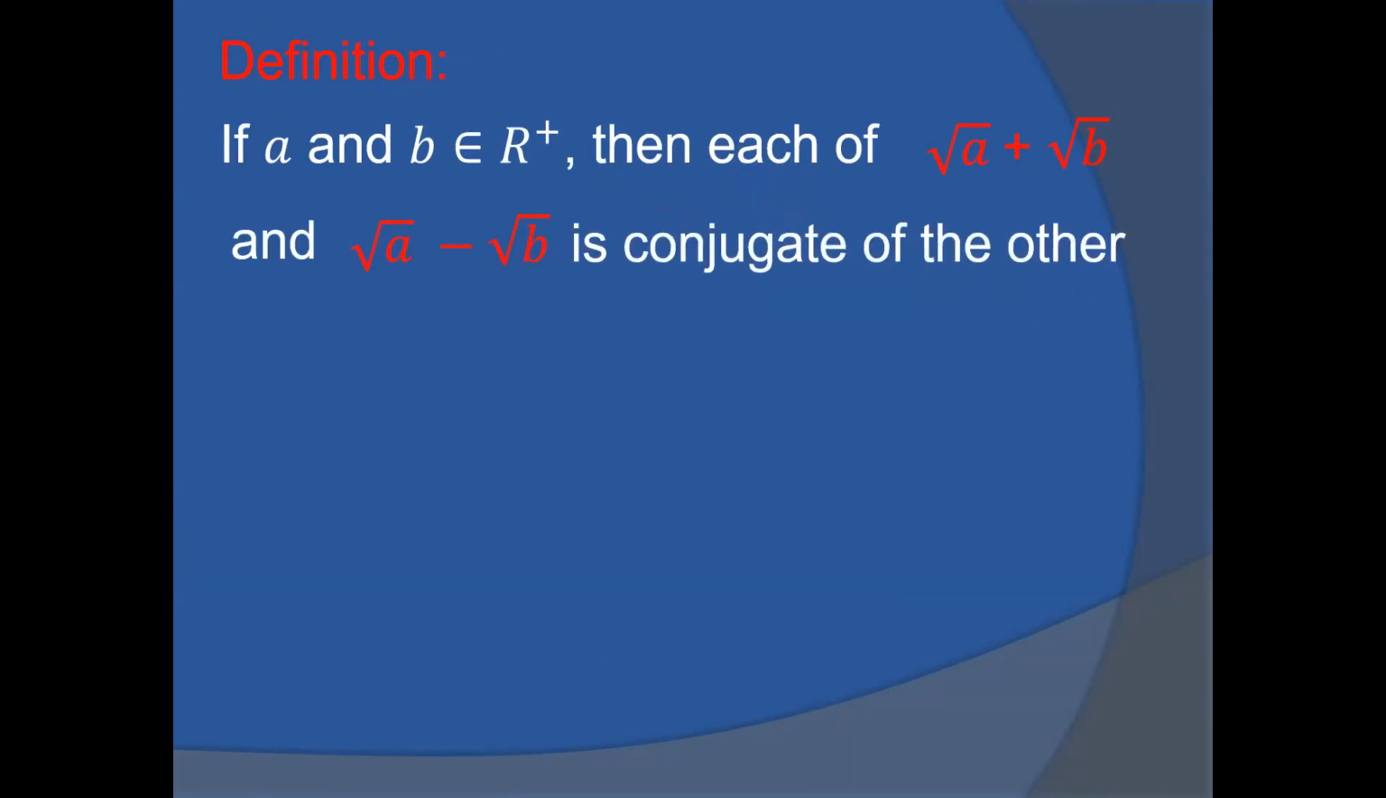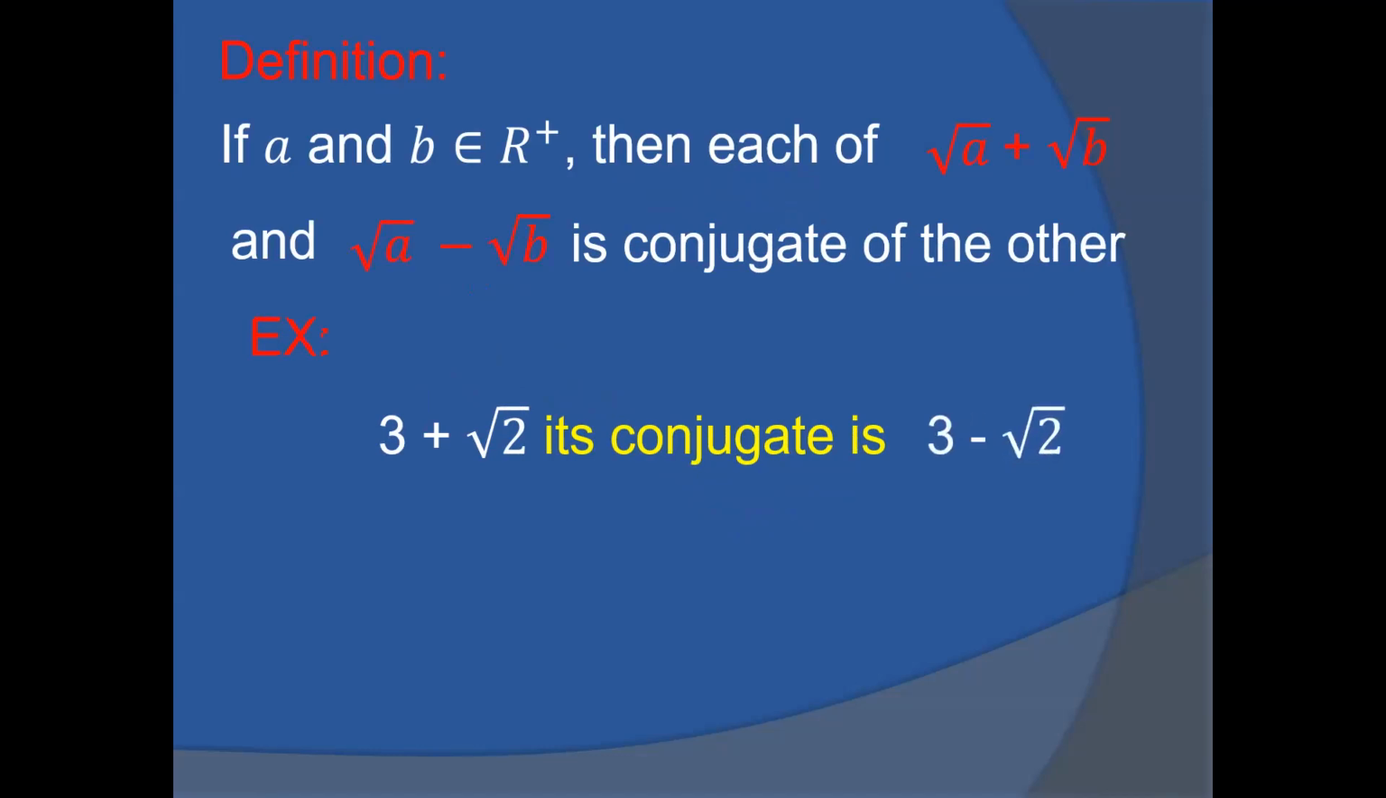Here I have, if A and B belong to R positive, then each of root A plus root B and root A minus root B is the conjugate of the other. What's the meaning of conjugate? If I have 3 plus root 2, its conjugate is 3 minus root 2. I convert the sign in the middle. Positive becomes negative, the opposite. Negative becomes positive.